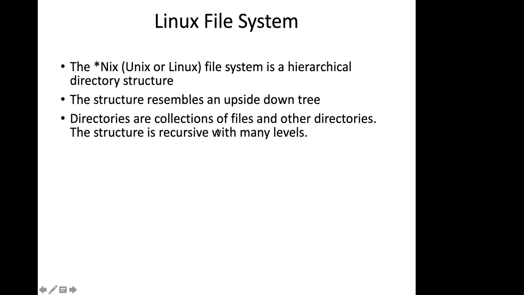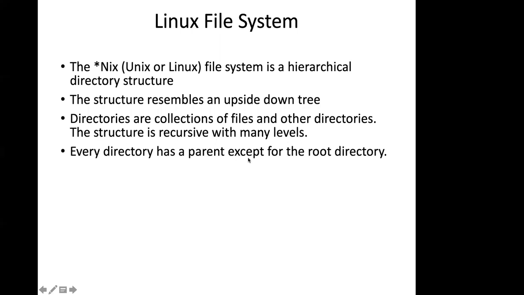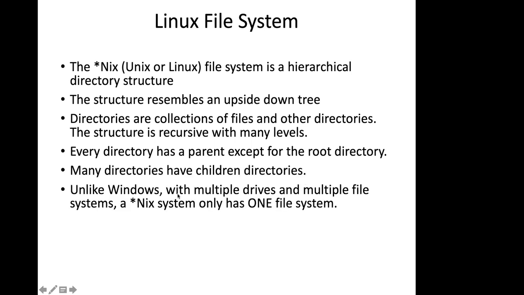Directories are collections of files and other directories. The structure is recursive with many levels. Every directory has a parent except for the root directory. The root directory does not have a parent. Root is /, so in Linux, the forward slash that you see is the root. Every other directory has a parent, and many directories have children directories. Unlike Windows with multiple drives and multiple file systems, a Unix system has only one file system.